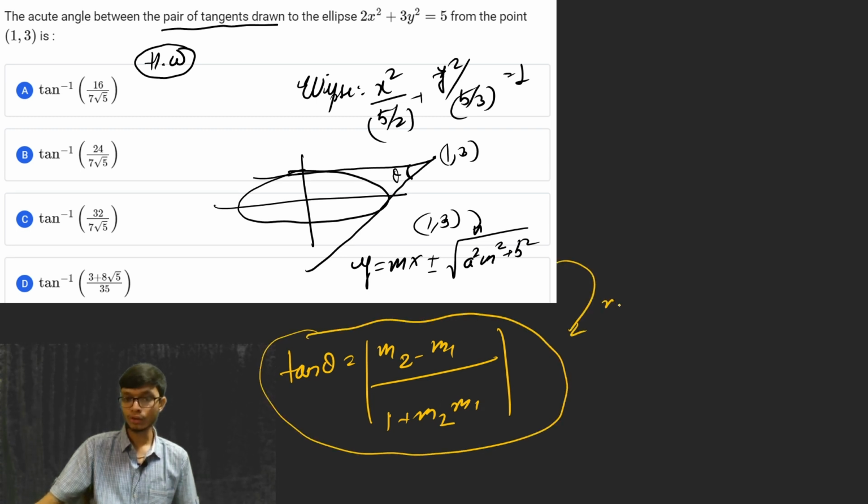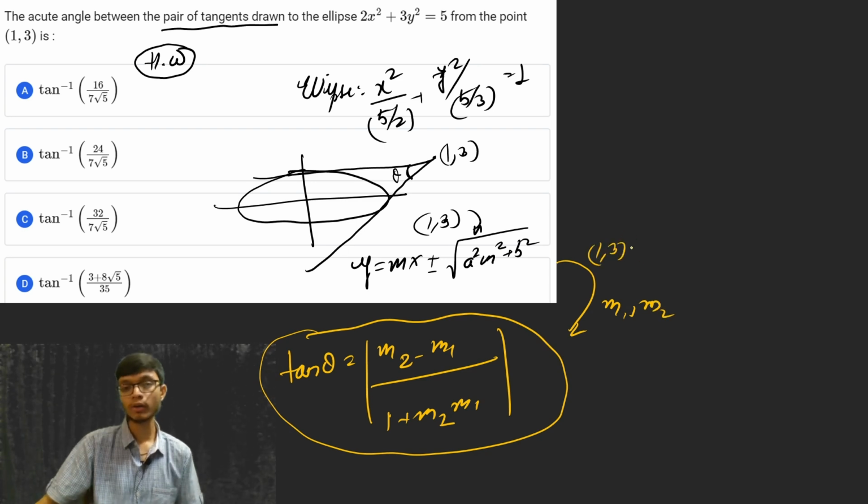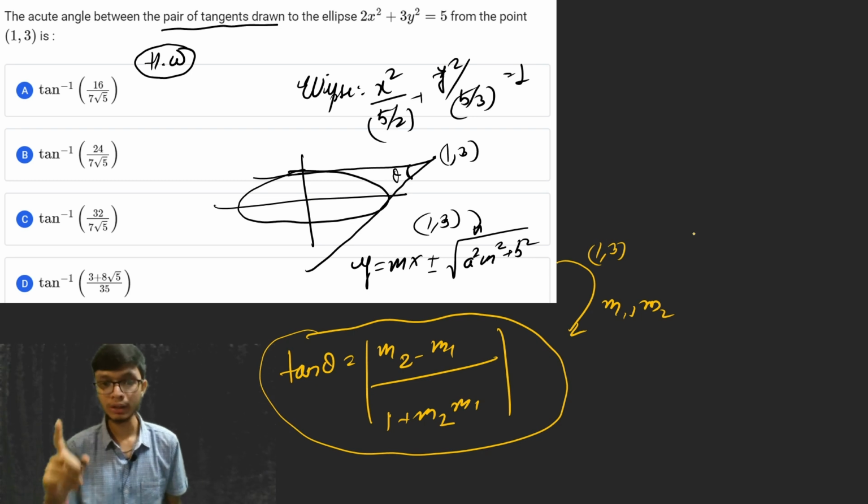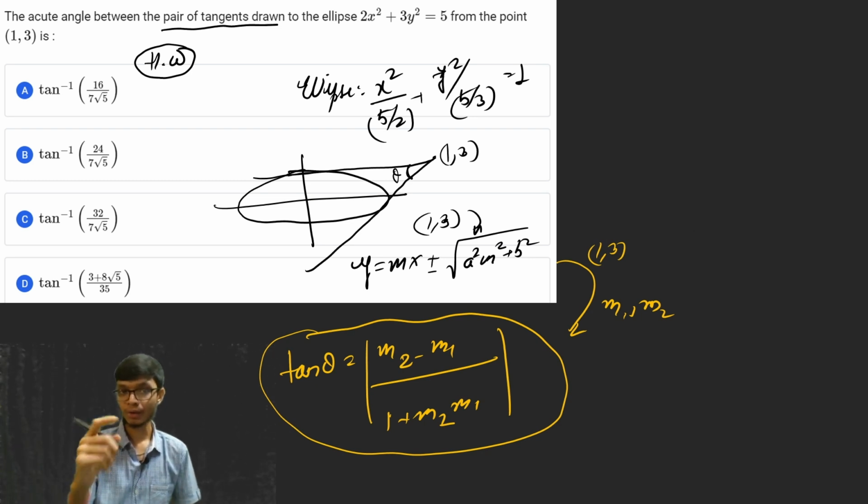So from here you get the roots as m1 and m2 by satisfying 1 comma 3. With this you will get a quadratic equation, and that will give you the hint. You don't need to actually solve the equation, but what matters is the sum of the roots and the product of the roots. That concept you can use and definitely get to the answer. I'm leaving the solution for you to solve and come out with the answer. Okay, I am waiting for your comments.